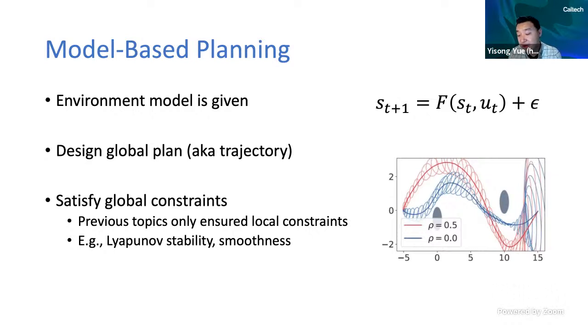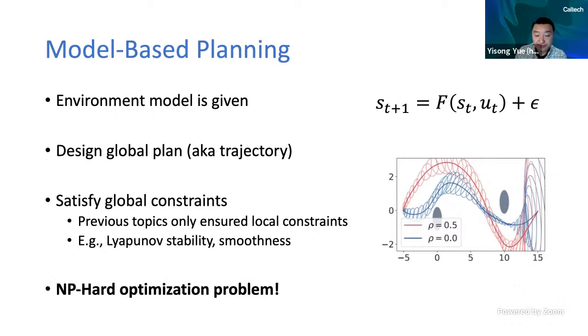So stability is a very local guarantee. And you prove stability over time by proving a forward invariant. But if you want to actually have a global guarantee, like that it doesn't reduce to a local guarantee, then you require different approaches. In general, this is an NP-hard optimization problem, so it's very hard.